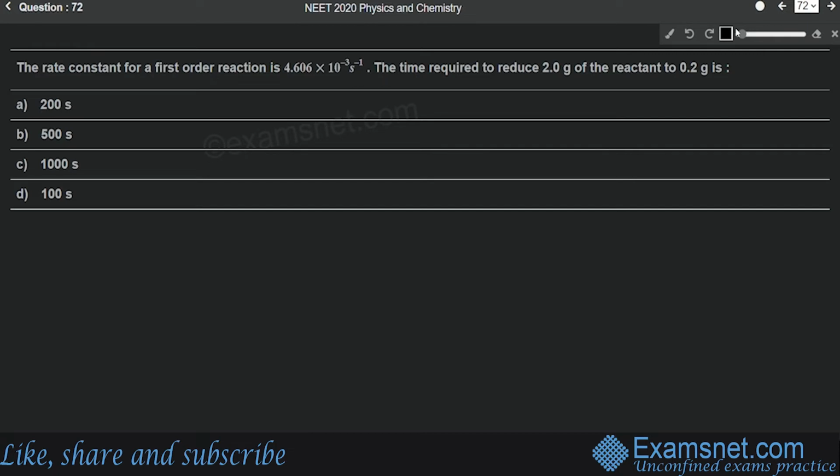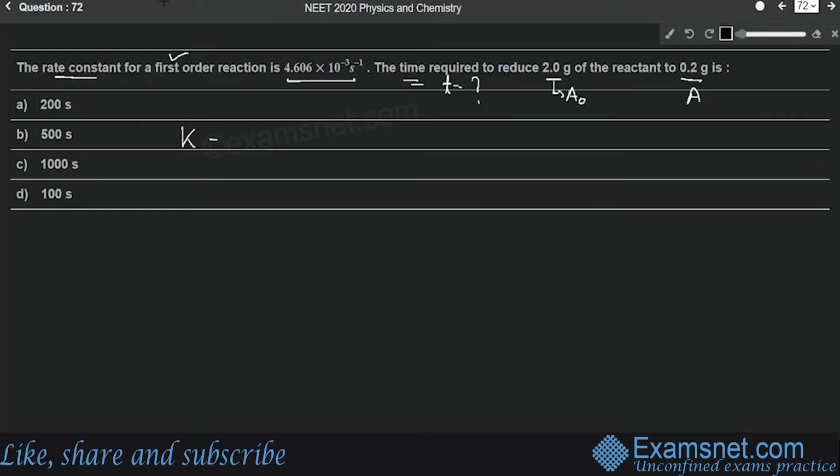Question number 72 is from the chapter Chemical Kinetics, and the question is the rate constant for a first order reaction is 4.606 into 10 to the power minus 3 per second. The time required to reduce 2 grams of the reactant to 0.2 gram is, that means the initial concentration is 2 grams, this is A naught, and the final concentration, that is A, is 0.2 gram. Okay, we have to find out the value of T. Now let's write down the formula.